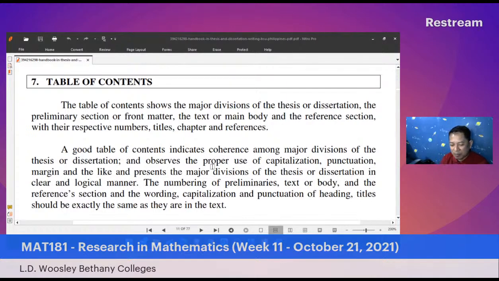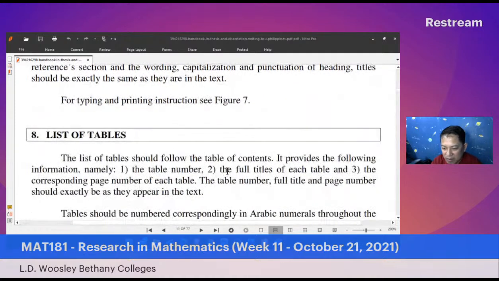So I would encourage a 5-part dissertation or research, though some may have 6 or 7, but I would have a format that is 6-chapter research or 5-chapter research, I would say. No? So the number of preliminaries, text or body, and the reference section, okay, and the wording and capitalization should be exactly the same as in the text. No? Kung ano yung page number sa table of contents, yun ang dapat na actual na table of contents. So hindi pwedeng maiba kasi malilito yung ano.